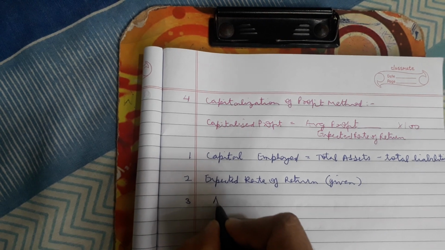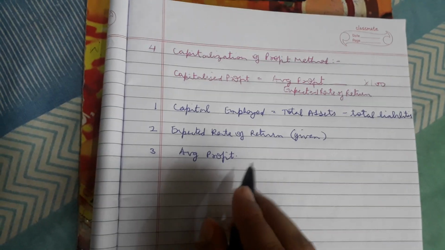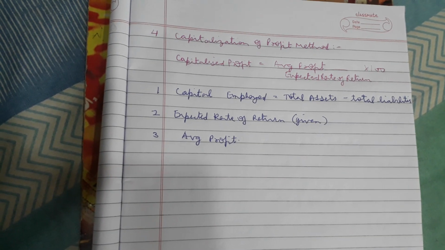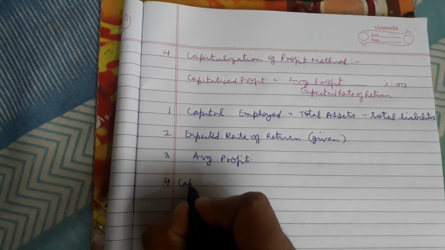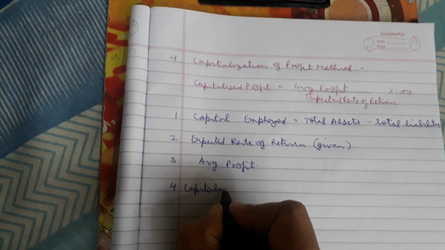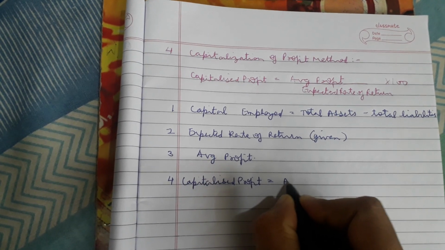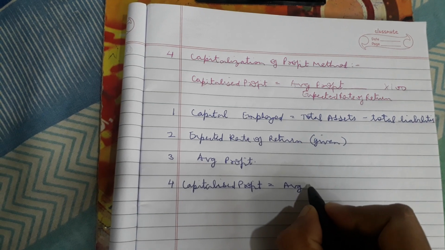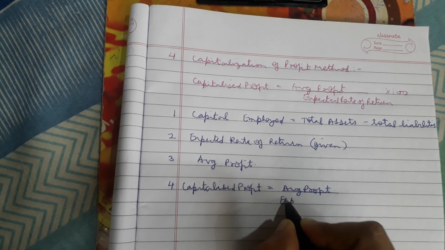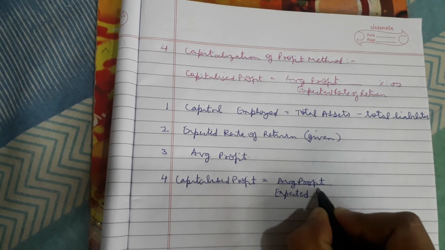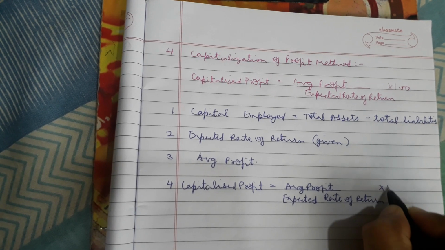Third, average profit. We have to calculate it. Fourth, capitalized profit. Capitalized profit is equal to average profit found in point number 3 upon expected rate of return into 100.